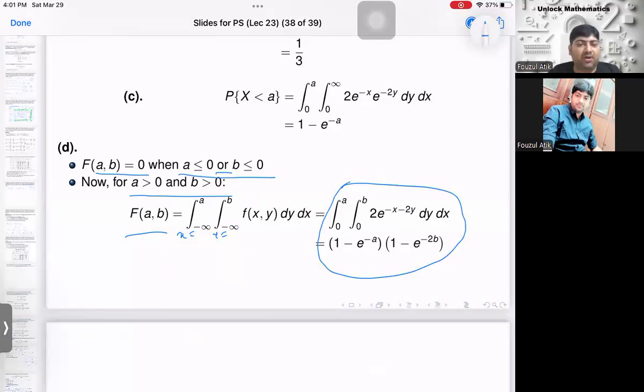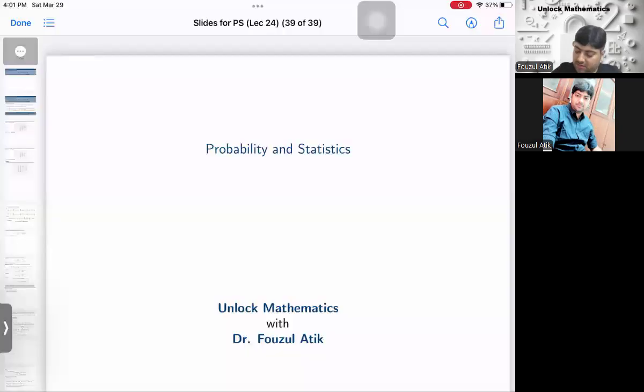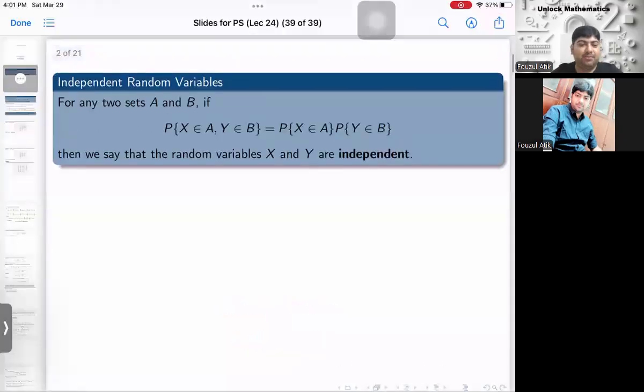Okay. So now I wanted to do one on independent random variables, right? So what is that? The independent random variables: for any two sets A and B, if you have P of x belongs to A, comma y belongs to B equal to their individual probability product, that is P of x belongs to A into P of y belongs to B, then we say that the random variables x and y are independent.